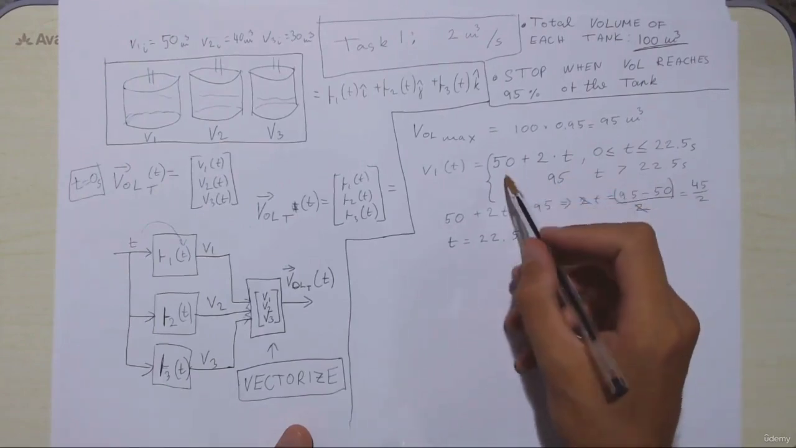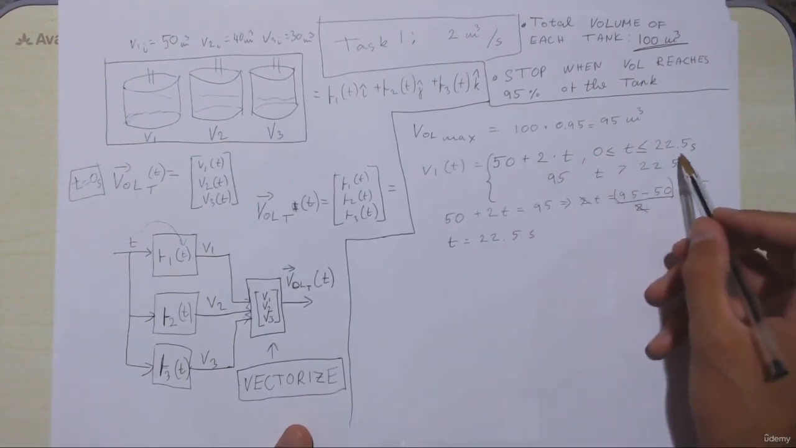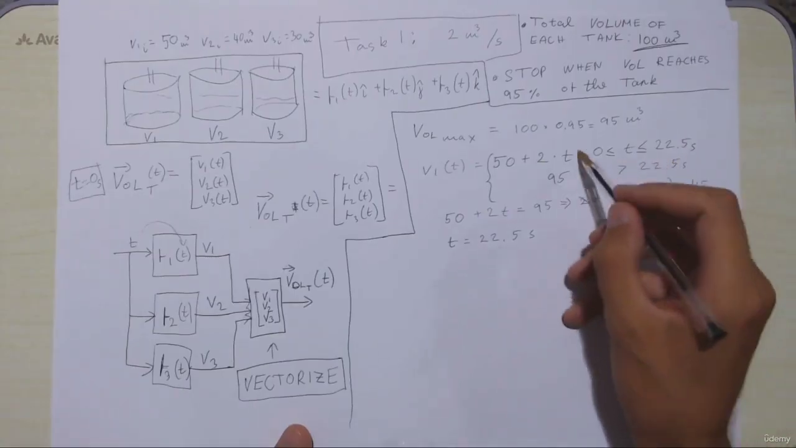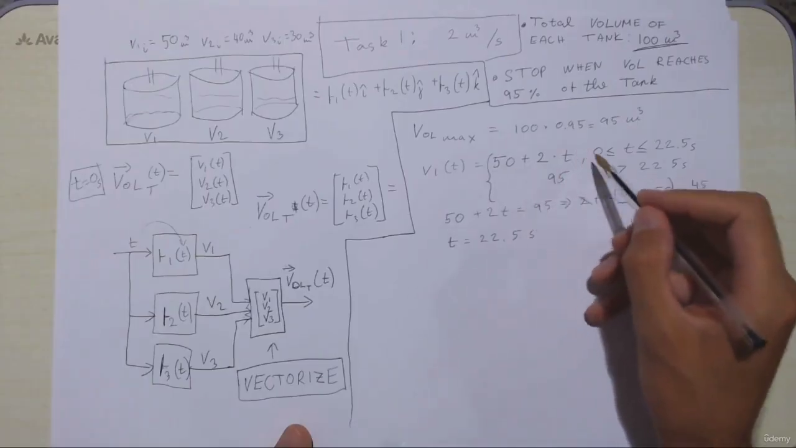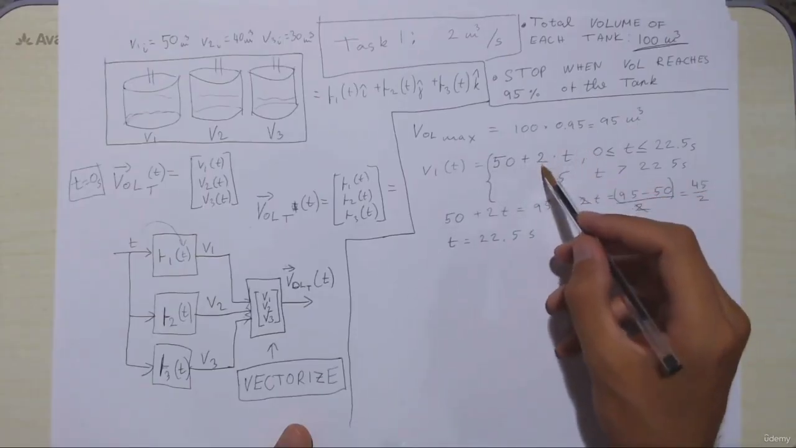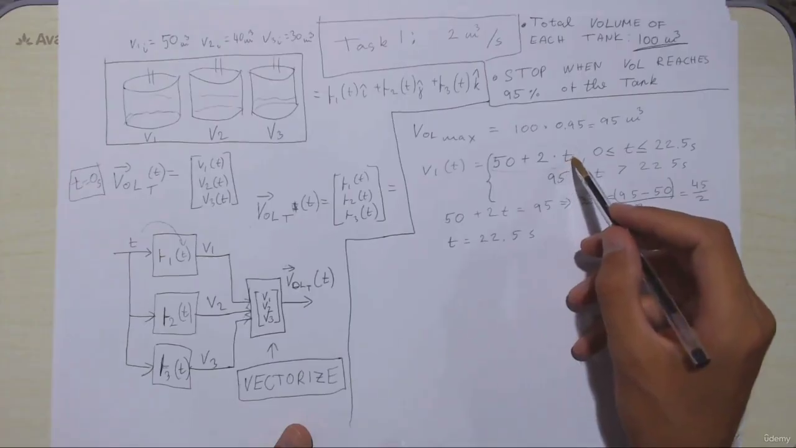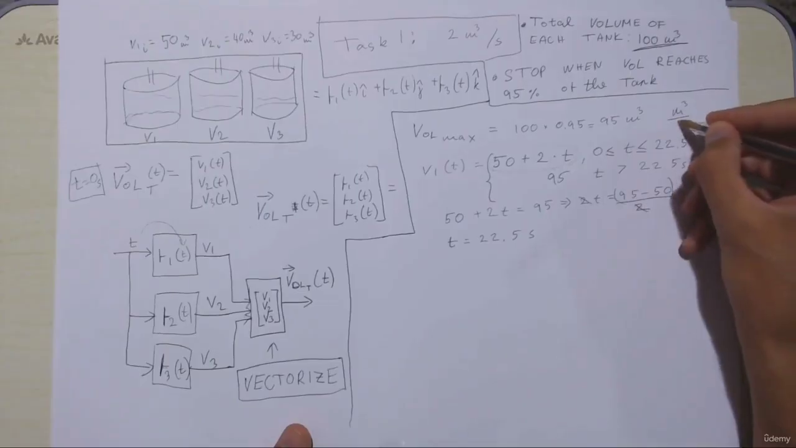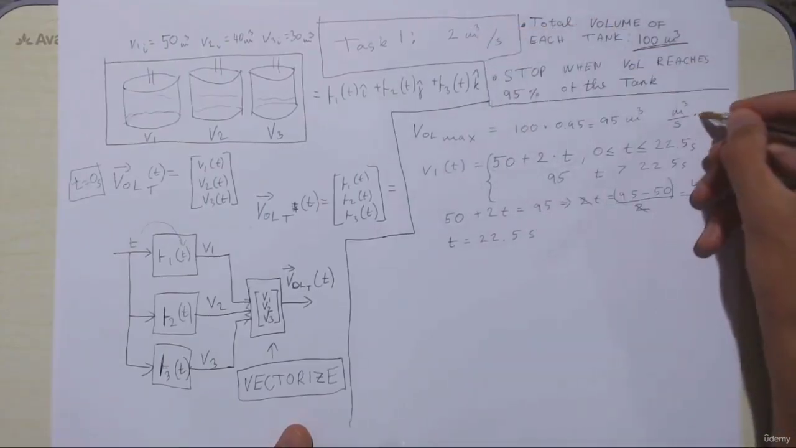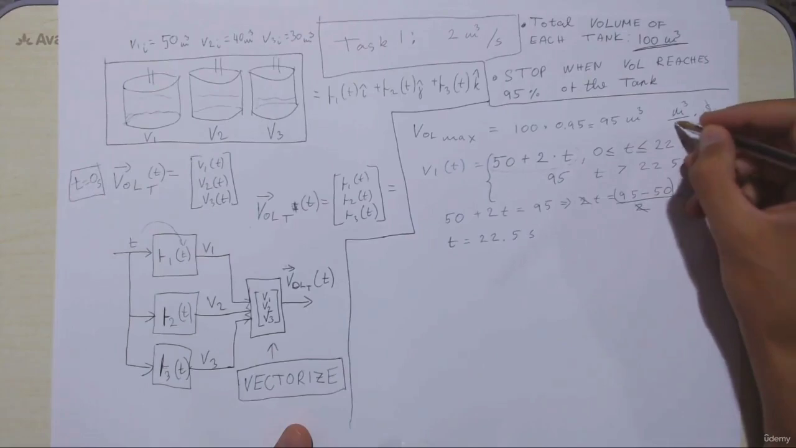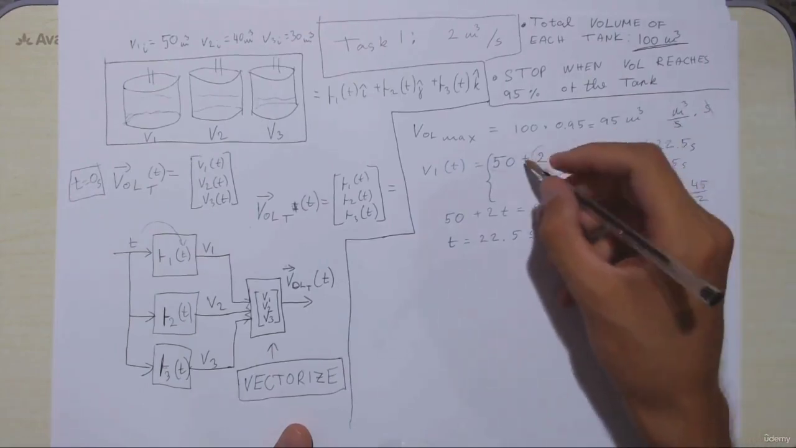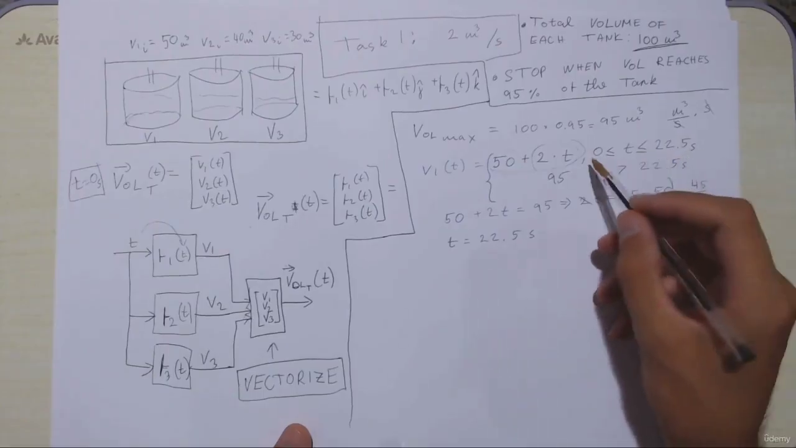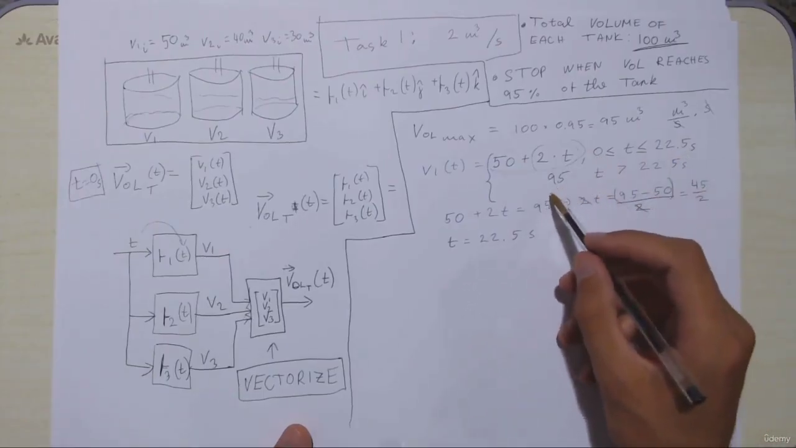So first of all, you increase up until 22.5 seconds. The computer, the program, increases it. So this will give you volume, cubic meters. It's cubic meters per second, which is 2, times time, which is seconds. Then you cancel them out, and you get volume here plus this volume here, and at t equals 22.5 seconds you will get 95, and after that the program shuts down.